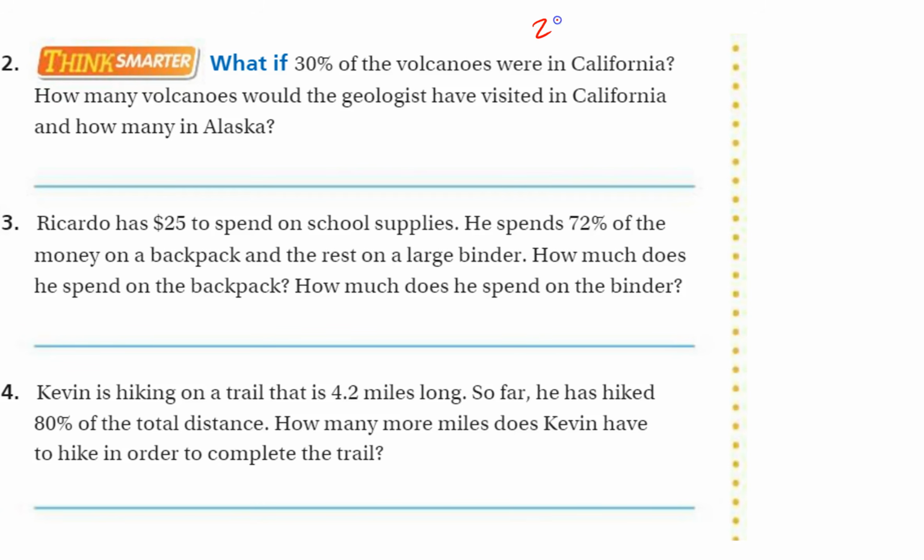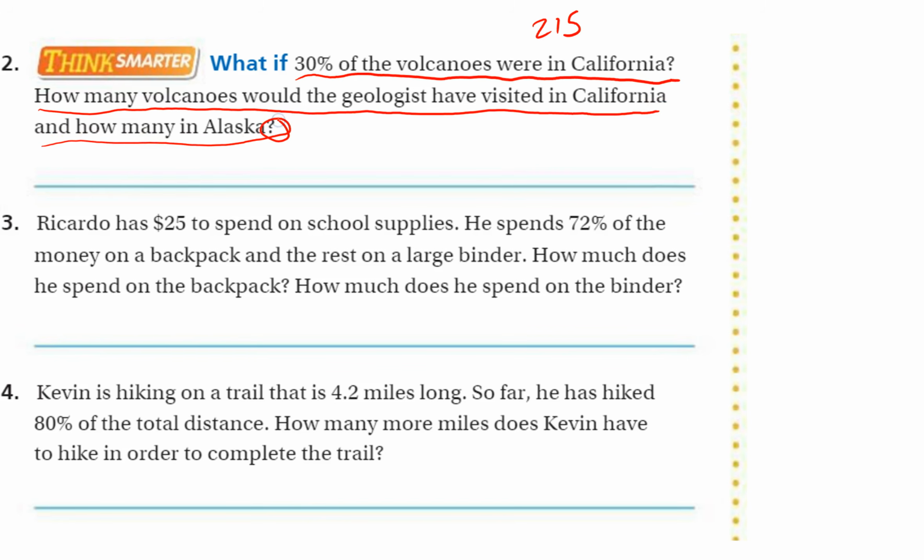All right, still on page 215. Now I've gone down to numbers 2, 3, and 4. All right, think smarter. What if 30% of the volcanoes were in California? How many volcanoes would the geologists have visited in California and how many in Alaska?